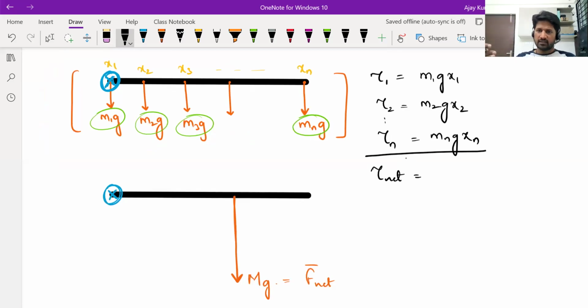Now imagine adding all terms on the right hand side. g is common. What will you be left with? m1x1 plus m2x2, so on up to mnxn. Remember seeing this term anywhere?